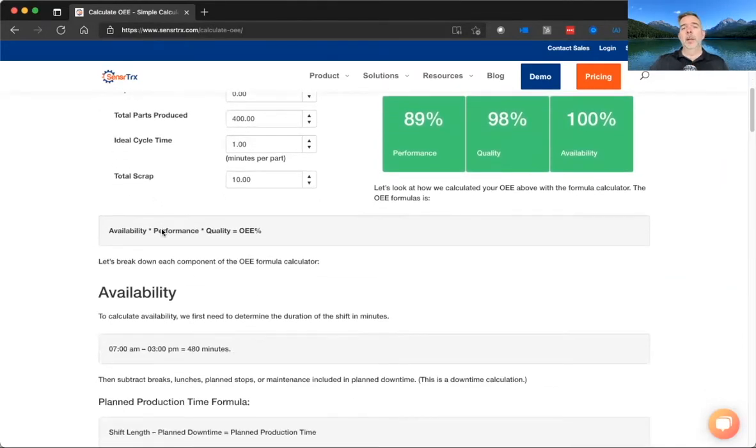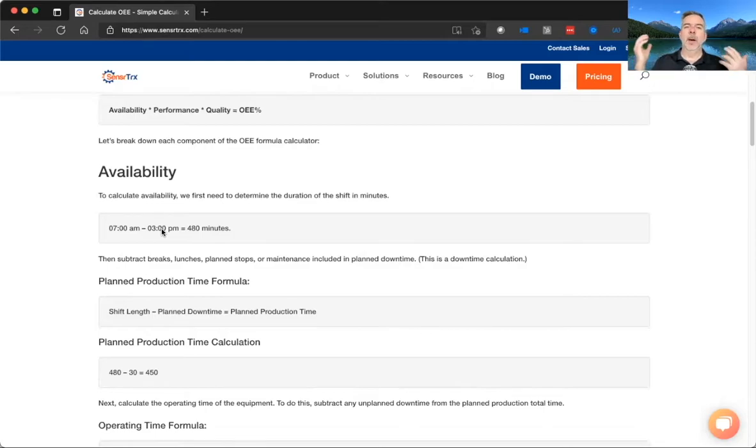So first, let's talk about availability. Availability is how much of my available time did I actually run? And this result is used in other places as well. So the first step in that is how much available time do I have? In this calculation, we're looking at a single shift from 7 a.m. to 3 p.m. So we have 480 minutes in which to do our production.